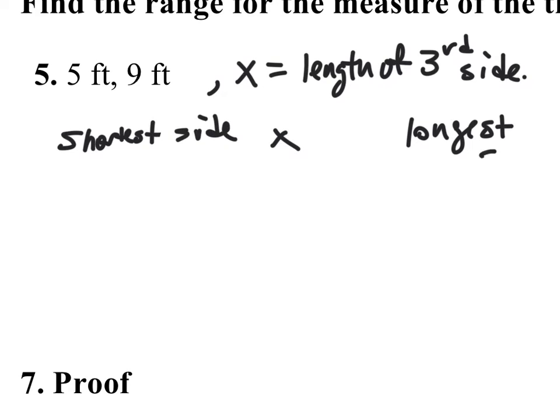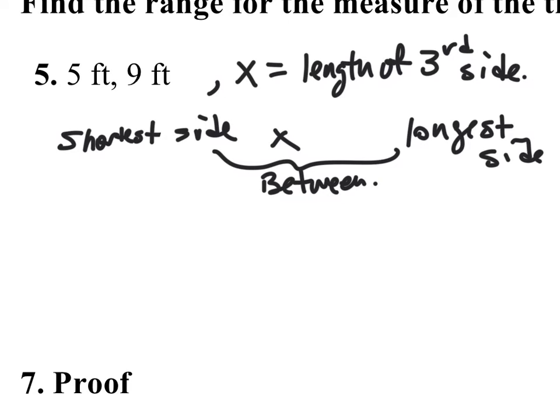Okay, and the longest side. All right. So x has to be between these two sides. Okay. So here's what I'm going to do. To get the shortest side, I would then take 9 minus 5. Okay, I'm going to take that quantity, and I know that that has to be strictly less than x.